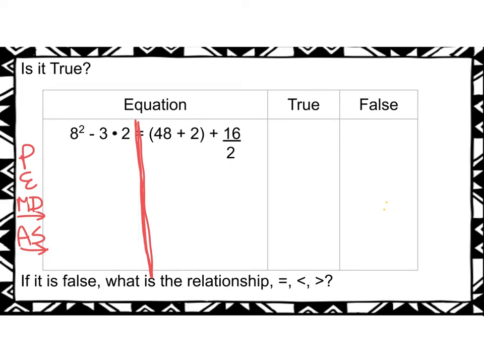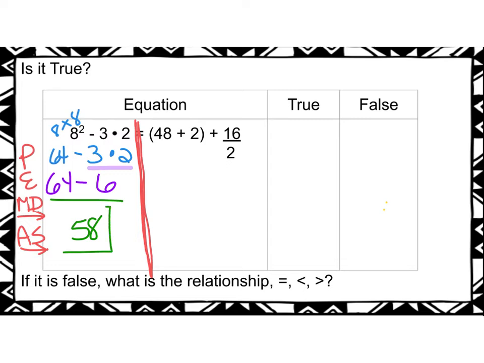So remember, the exponent is going to be 8 times 8. So this represents 8 times 8, which is 64. 64 minus 3 times 2. Then we're going to go ahead and do multiply and divide. So I'm going to do that in another color. So 64, 3 times 2 is going to be 6. And then the next one is add and subtract, left to right. So 64 minus 6 is going to give you 58. So on the left side, my expression is equal to 58.